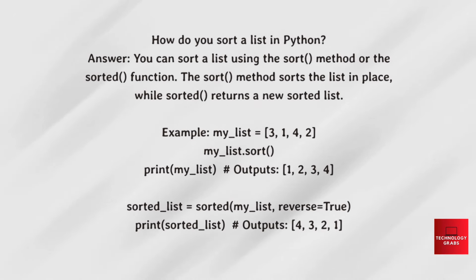How do you sort a list in Python? Answer: You can sort a list using the sort method or the sorted function. The sort method sorts the list in place, while sorted returns a new sorted list. Example: my_list = [3, 1, 4, 2]; my_list.sort(); print(my_list) outputs [1, 2, 3, 4]. sorted_list = sorted(my_list, reverse=True); print(sorted_list) outputs [4, 3, 2, 1].